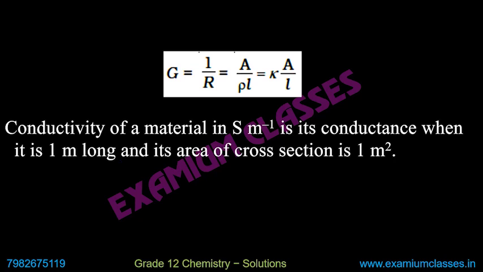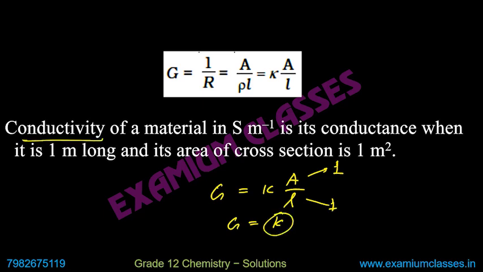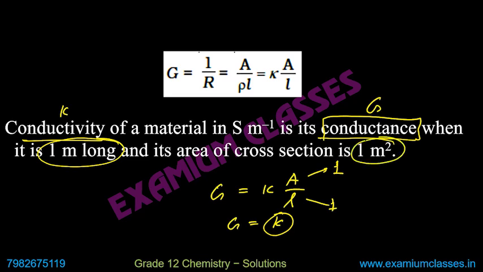The definition is again the same thing, because you know G is equal to kappa A by L, and G will be equal to kappa if A is 1 and L is 1 unit. So the same definition applies here. Conductivity, that is kappa, is that conductance, that is G, when the substance is 1 meter long and its area of cross section is 1 meter square. Then both will be equal.